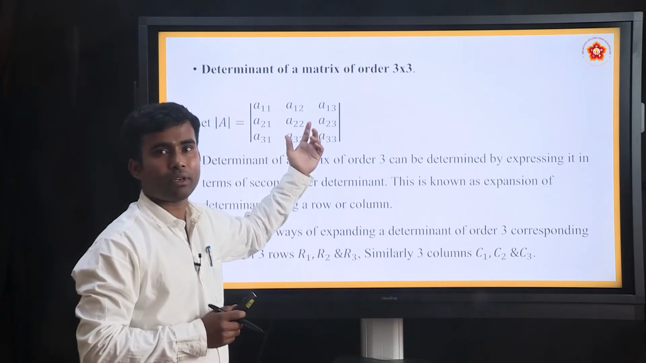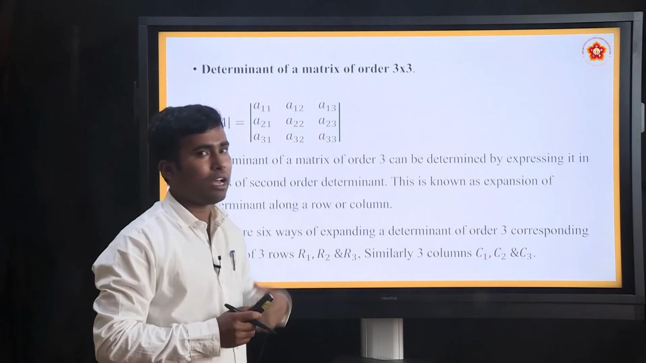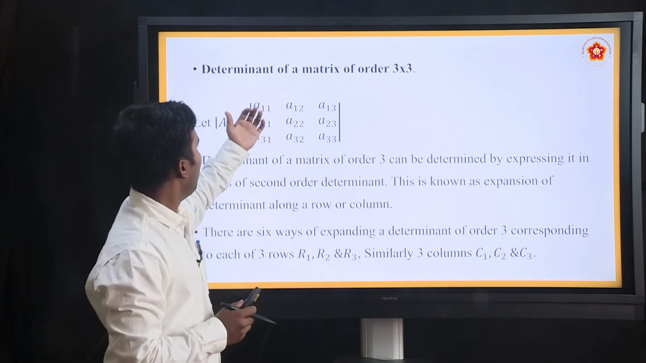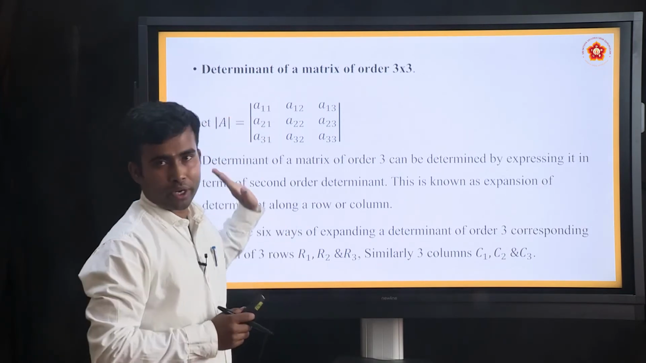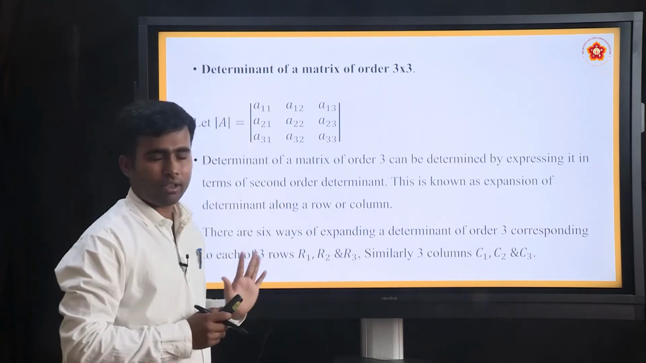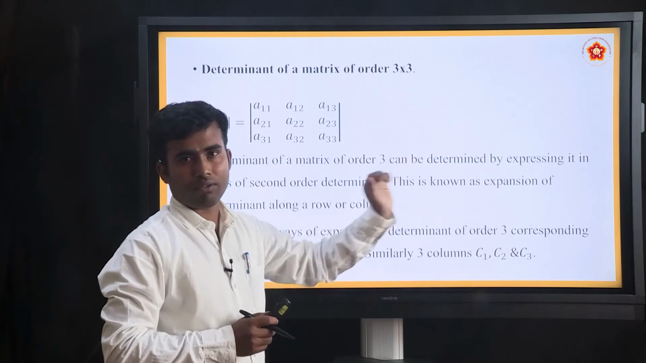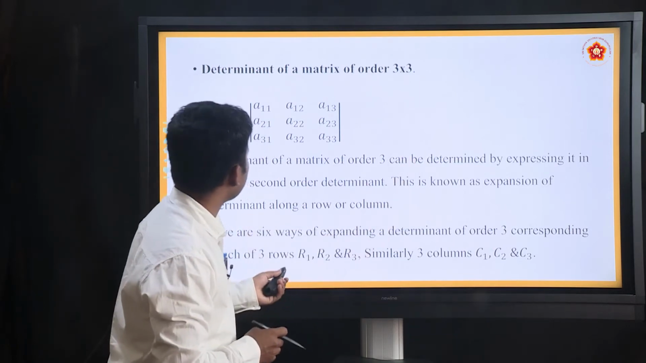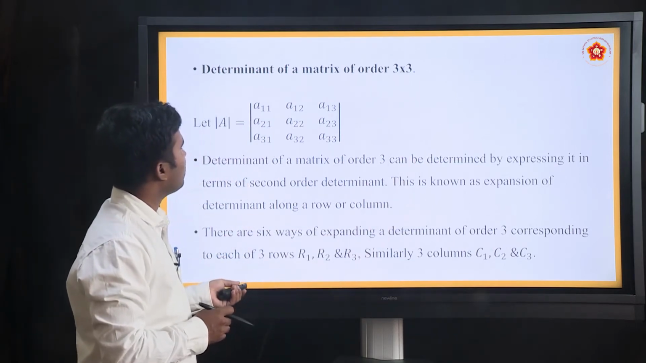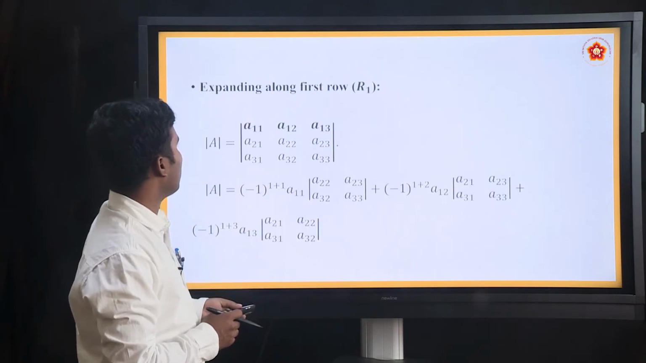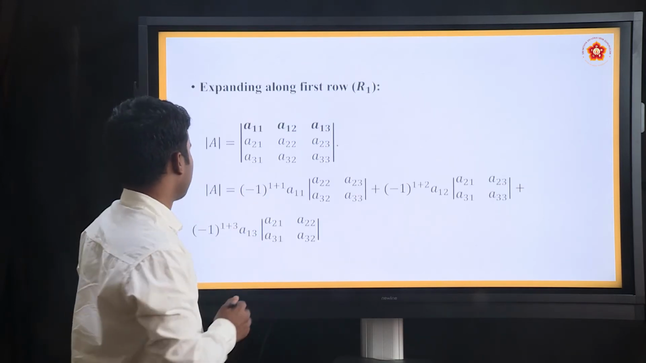So, we can expand this determinant in 6 ways, understand. Generally we will fix R1 only without confusion. So, we will expand the determinant of order 3 along the first row only. Let us see how to expand the determinant of order 3 cross 3 along R1, that is the first row.